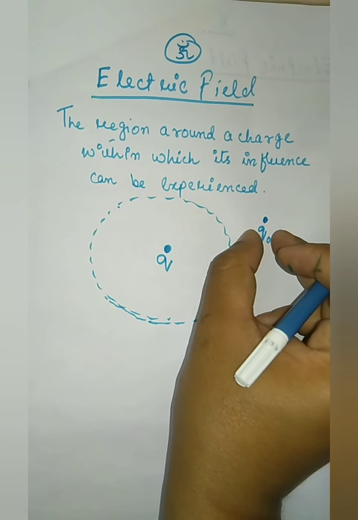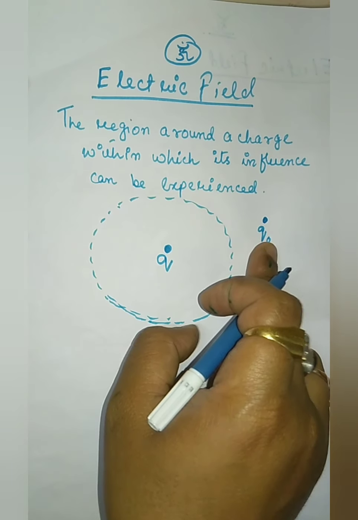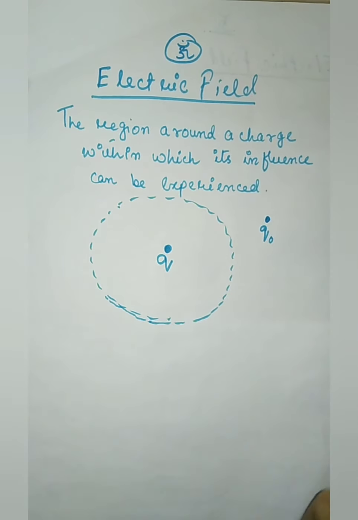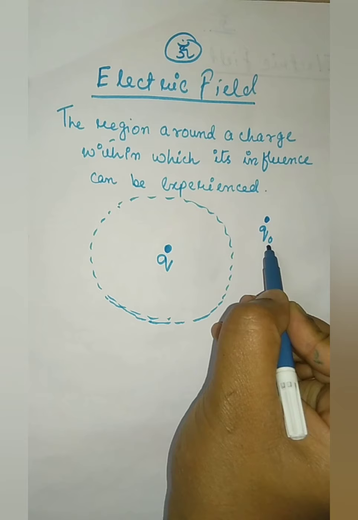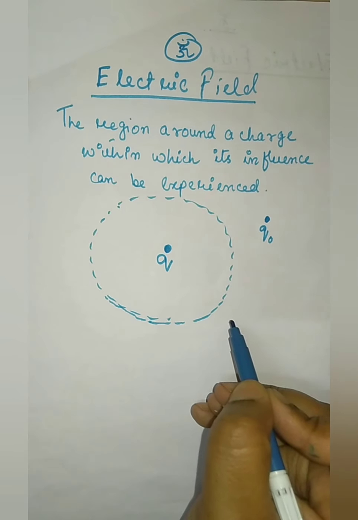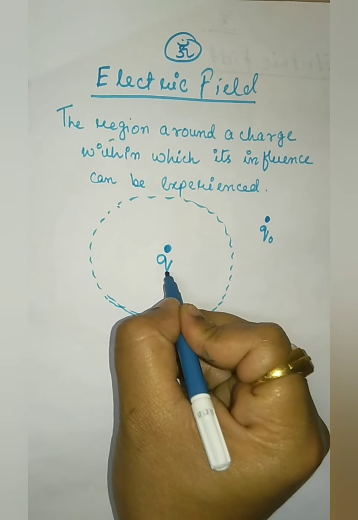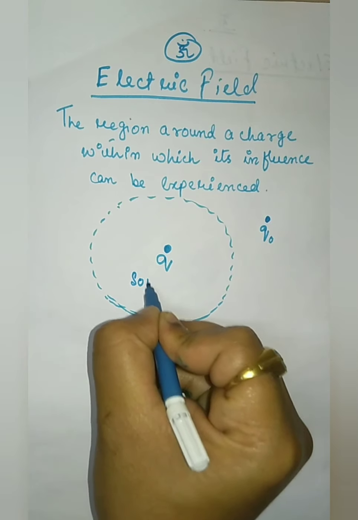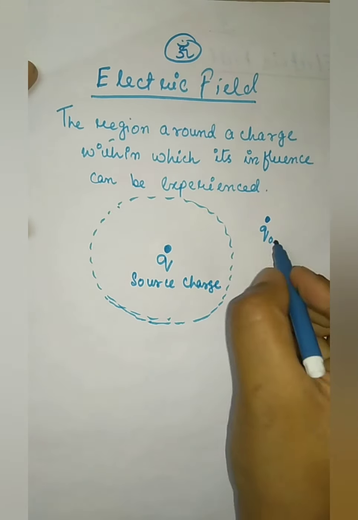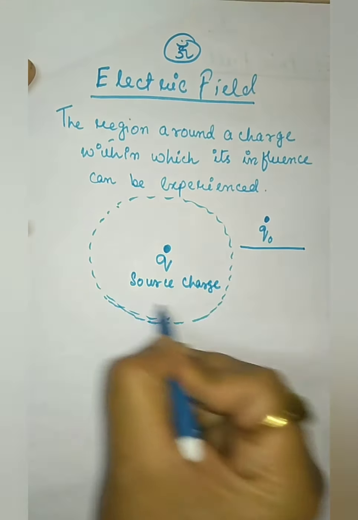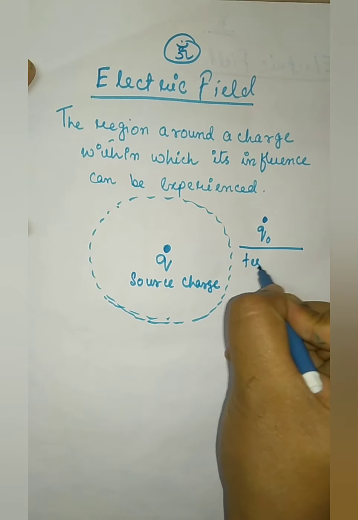Okay, and if you take this charge out of this region, then this charge will not have any effect on this charge. That means it will neither have any attractive force or repulsive force. That means the region within which this test charge can experience some amount of force because of this charge, this region is known as what? Electric field. Here the electric field is produced by this charge, so this is known as source charge. And this is only to check the strength or the existence of this field, so we call this one as test charge.